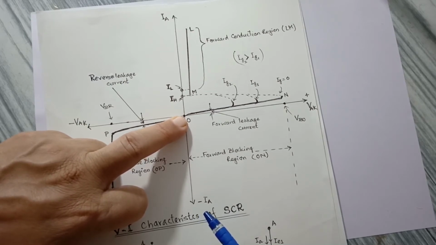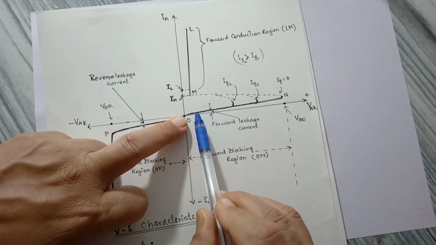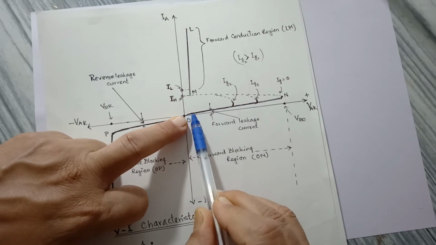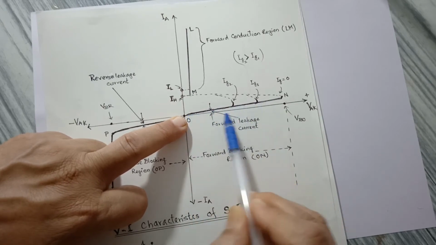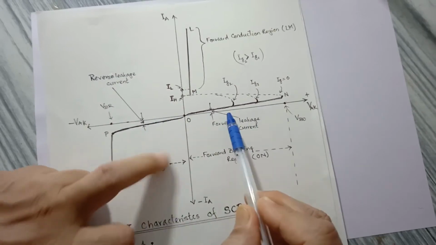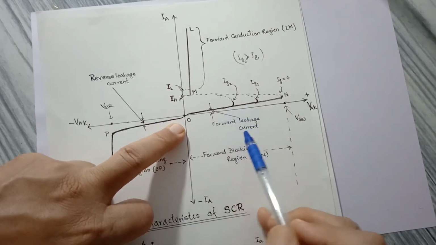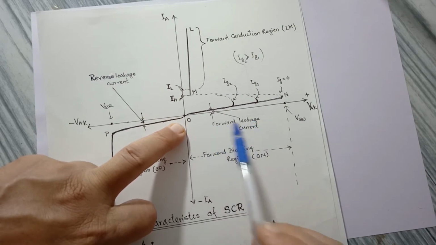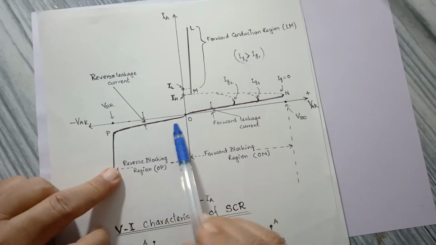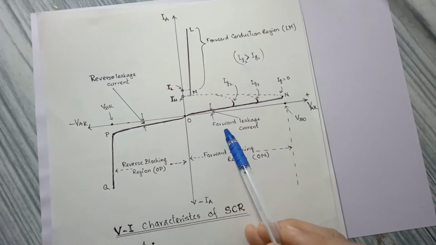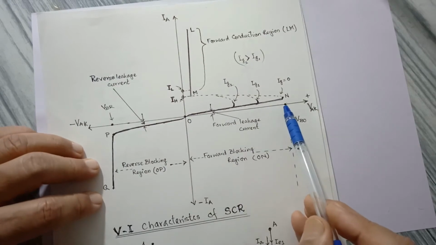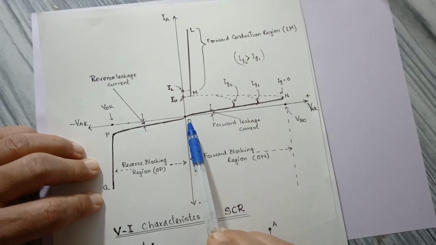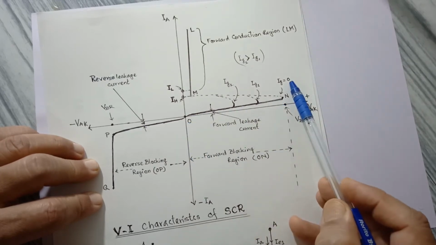Junction J2 is reverse biased, and that's why for, say, 10, 50, 100, 200 volts, there is no current. This line is very close to the horizontal voltage axis, and there is not much current. That's why we see the forward leakage current, which is the same as that of the reverse blocking region. Until the SCR begins to conduct, we call it the forward blocking region, when the gate is open.